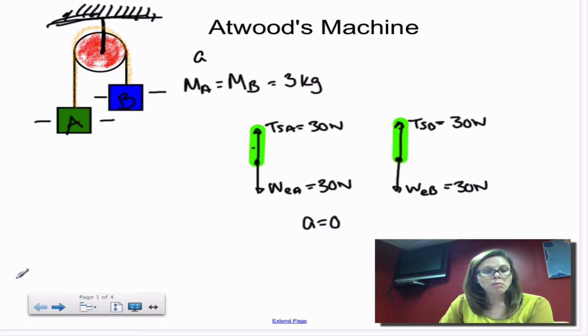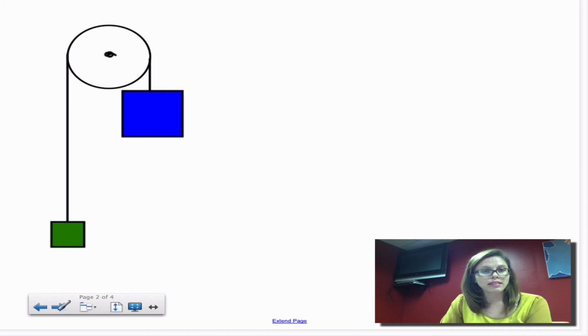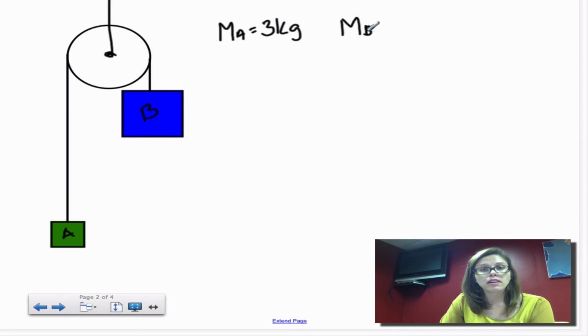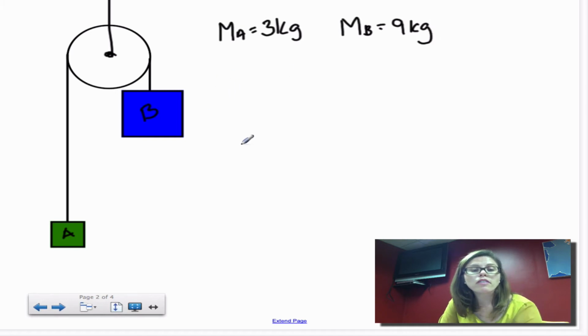But a more interesting example would be this. So now clearly, oh, let me connect this to the ceiling. There we go. So clearly the masses aren't the same. Well, not clearly, they have different densities, but they're not the same. So we have mass A and mass B. Mass A is small, so let's say it's 3 kilograms. And mass B is larger, let's say 9 kilograms. And let's go ahead and solve for the tension in the string and for the acceleration.